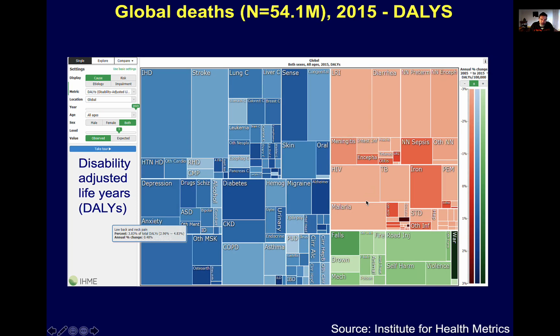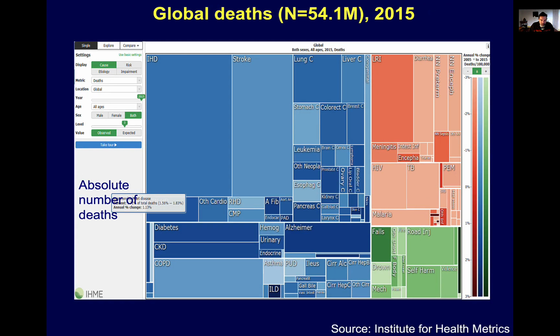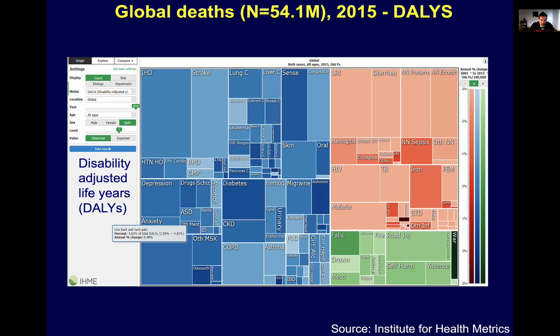You could also look at this same slide using, instead of the number of deaths, disability-adjusted life years, and you see a slightly different picture here. I'm just going to snap back and forth so you can see the size of the reddish rectangle gets a bit bigger when you look at disability-adjusted life years, and that is reflecting this contribution of infectious diseases not only to death but to disability throughout the lifespan.